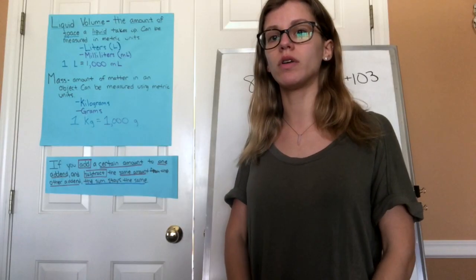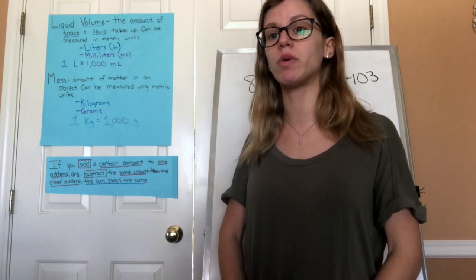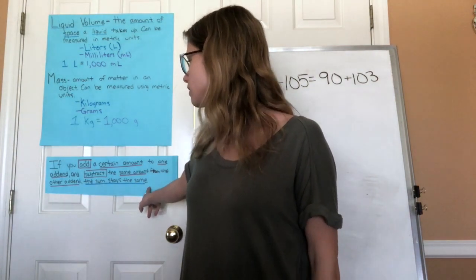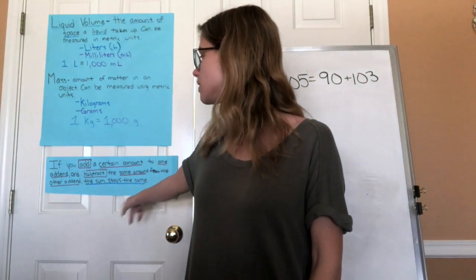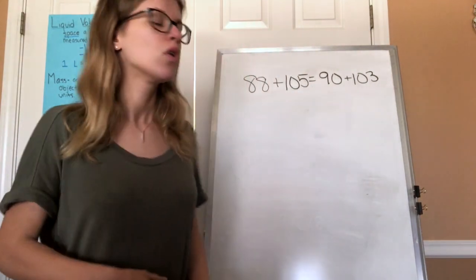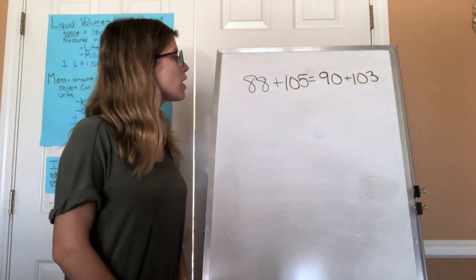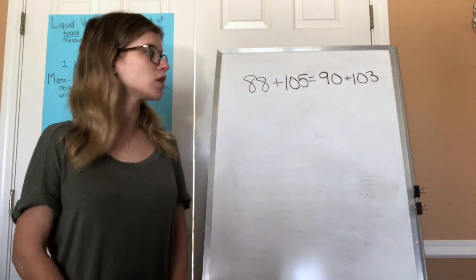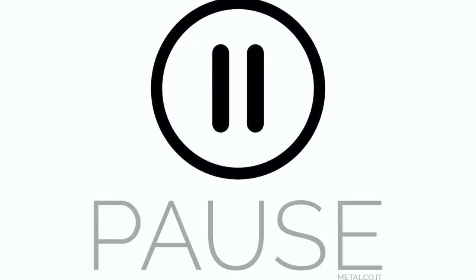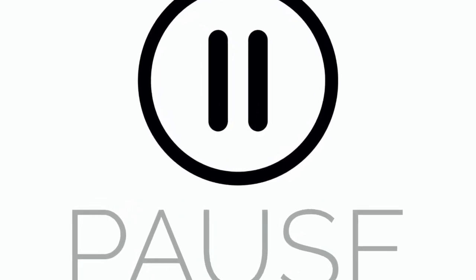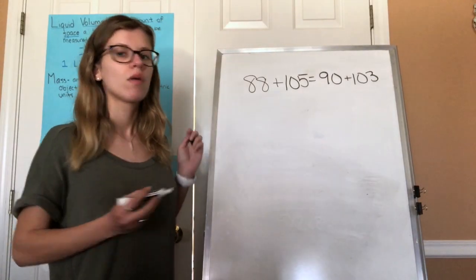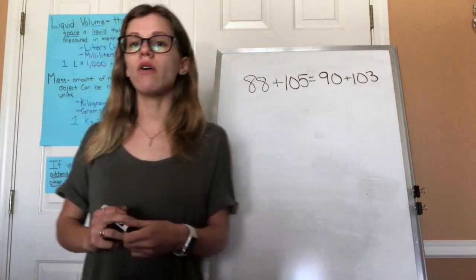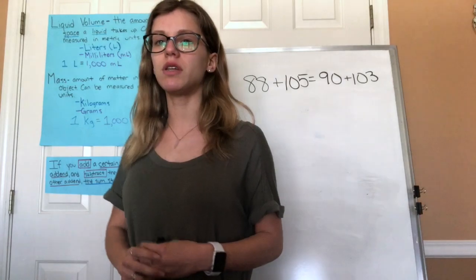What we're going to do now is try to figure out if our conjecture is true, if it can be proven true. So our conjecture was that if you add a certain amount to one addend and subtract the same amount from the other addend, the sum will stay the same. So what I want you to do now is think about 88 plus 105 equals 90 plus 103. Pause me and think about what you notice about this equation. By either trying to solve this equation or coming up with your own equation, try to figure out if you can prove that this statement is true.